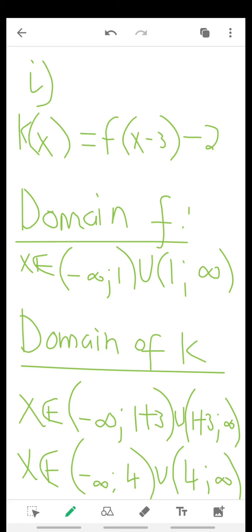Now let's go to answering the question. So k of x equals f at x minus 3, all minus 2. The domain of f, remember, was x equals 1. But since the graph of f shifted 3 units to the right, the new vertical asymptote will be x equals 1 plus 3, because 3 units to the right. So the new vertical asymptote will be x equals 4. That means my domain will be from negative infinity up to 4, and from 4 up to positive infinity. You agree with me?